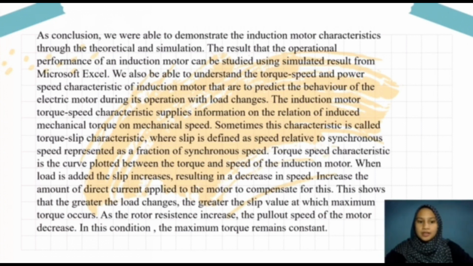When load is added, the slip increases, resulting in a decrease in speed. The amount of current applied to the motor increases to compensate for this. This shows that the greater the load changes, the greater the slip value at which maximum torque occurs. As the rotor resistance increases, the pull-out speed of the motor decreases. In this condition, the maximum torque remains constant.